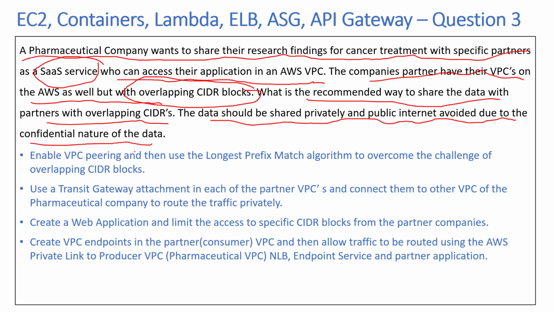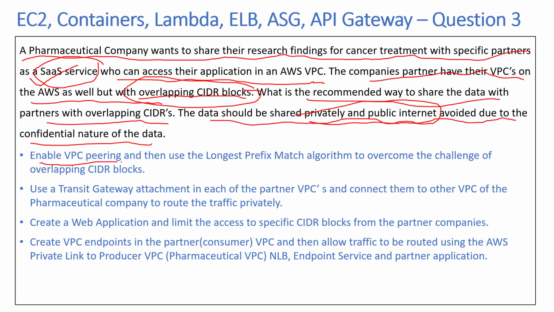So what are our key requirements for this question? So first, both the partner and the pharmaceutical company are on AWS. So they want to expose their data as a SaaS service. So that's the first one. Second, they have overlapping CIDR blocks. And the third one is they want it to be shared privately and not on the public internet. Okay, so these are the three key requirements. Now let's look at what are the options we have.